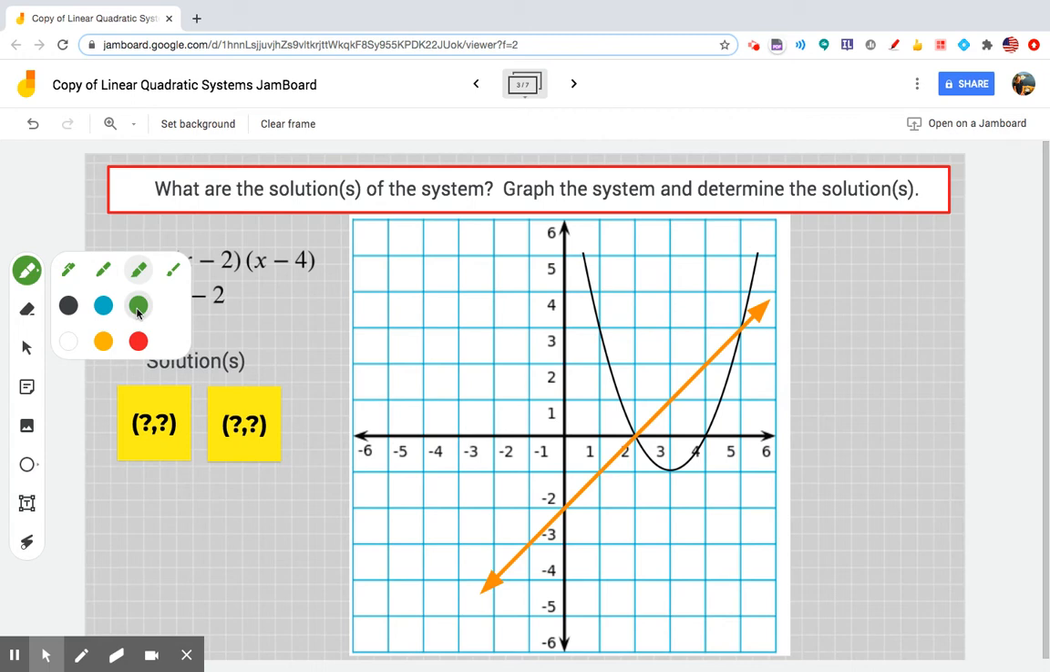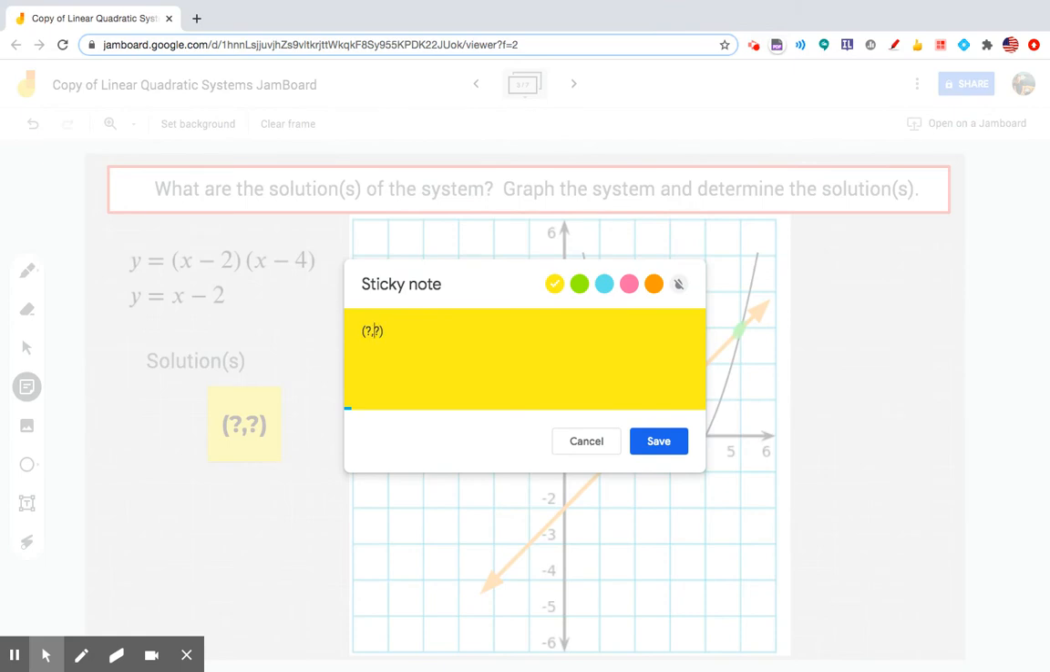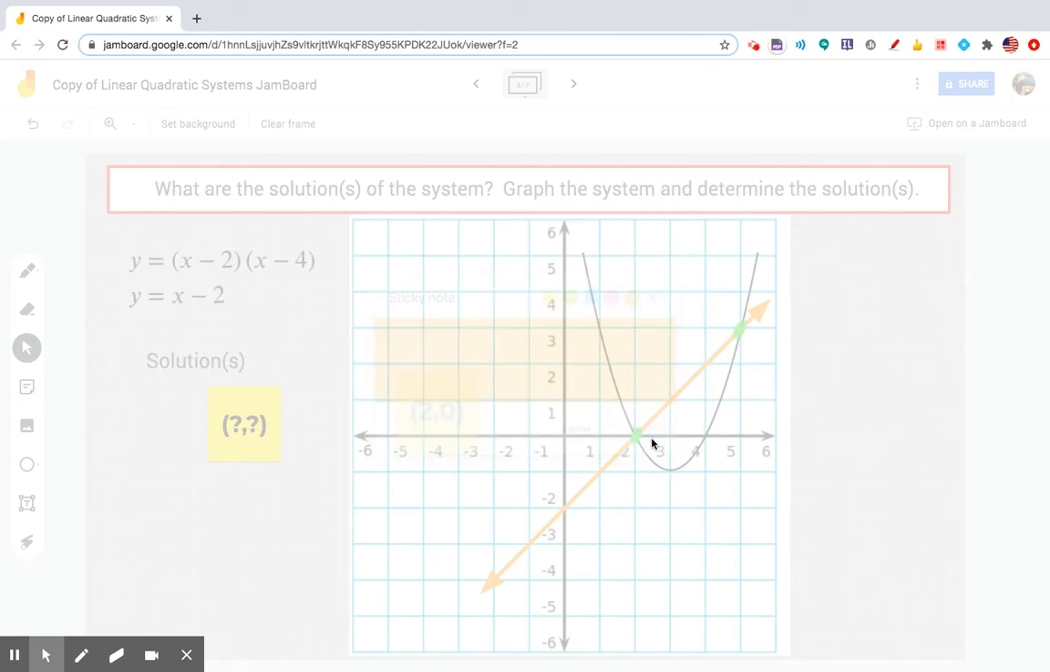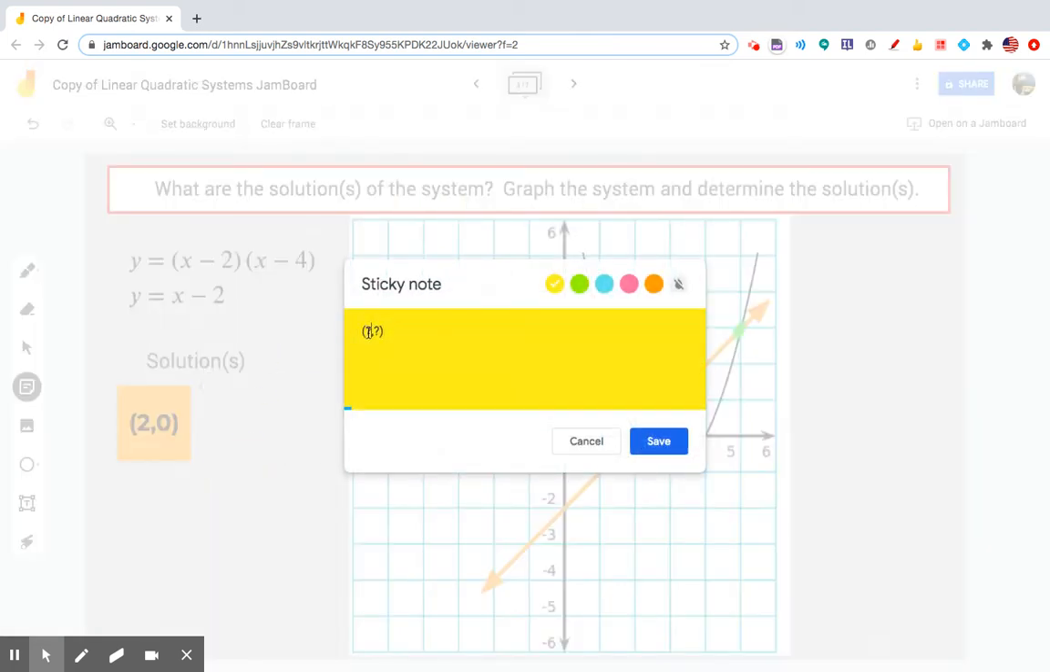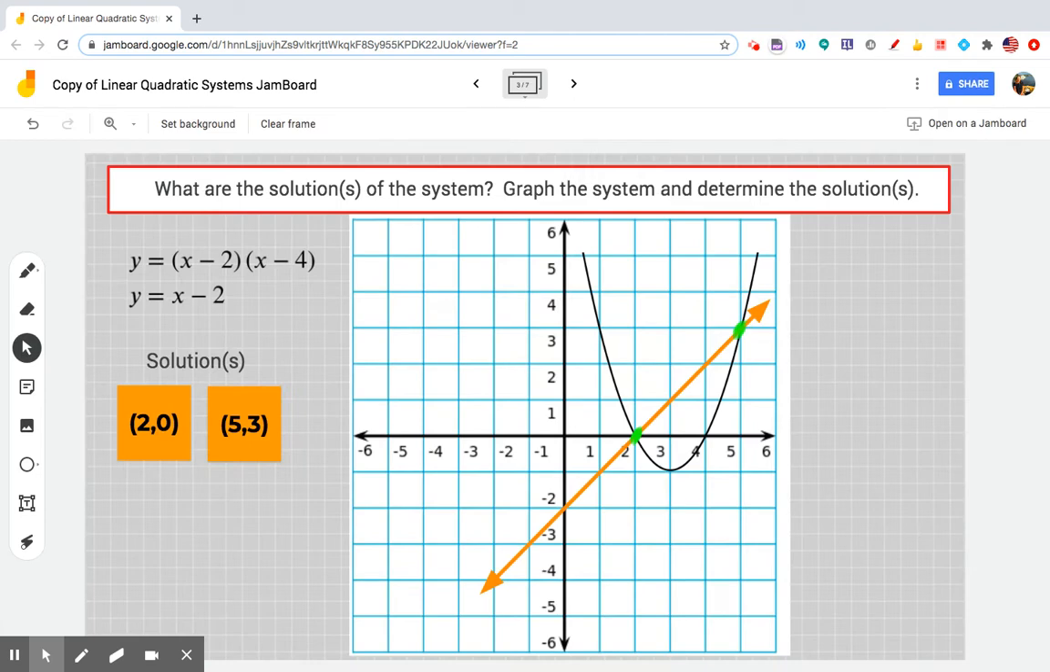Using my highlighter tool, I'm going to pay attention to where these graphs intersect. These are going to be the solutions. So I'll go back to my select tool and write the coordinates of these solutions. 2, 0. I can change the color of my Post-it note if I want to. And over here I have 5, 3. So for this particular linear quadratic system, there were 2 solutions.